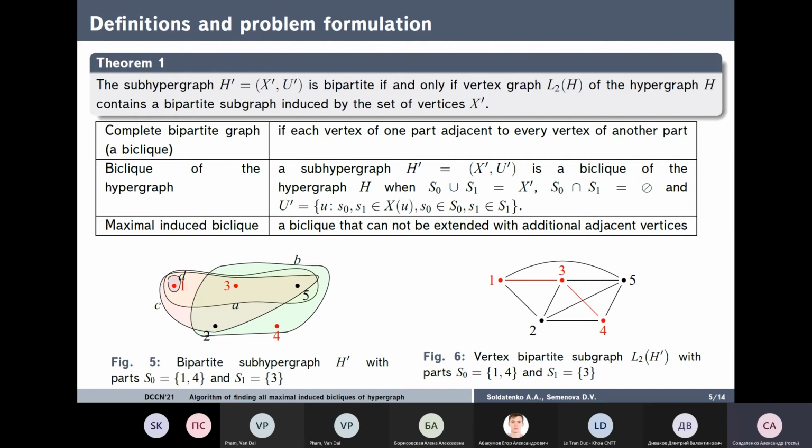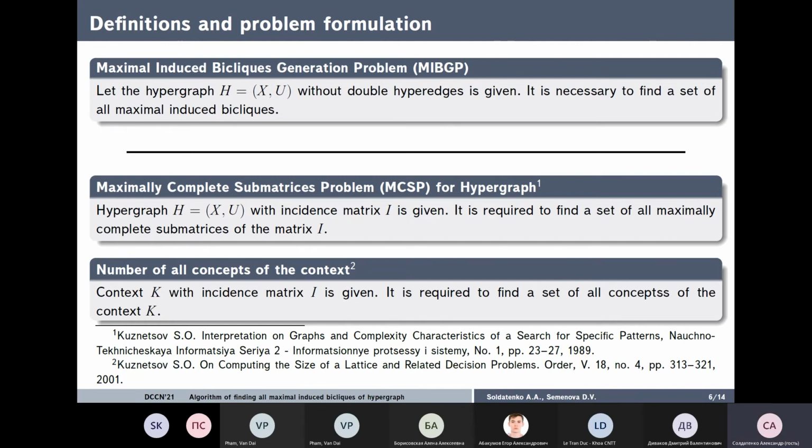The algorithm proposed in this study uses in its work the statement of theorem 1. The theorem says about the correspondence of the bipartite subhypergraph and subgraph of vertex graph, which is shown at figures 5 and 6. Definitions of biclick and maximum induced biclick are given on this frame as well. So the maximum induced biclicks generation problem is as follows. Let the hypergraph H without double hyperedges be given. It is necessary to find the set of all maximum induced biclicks.